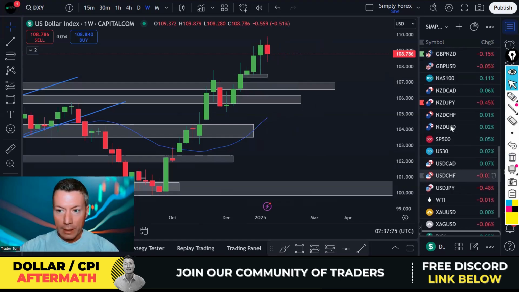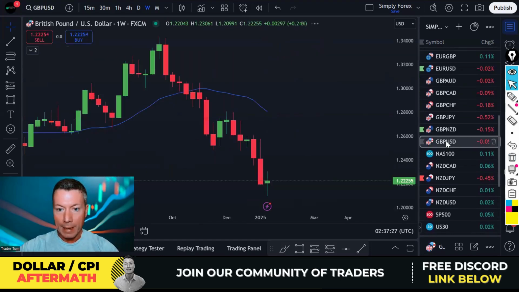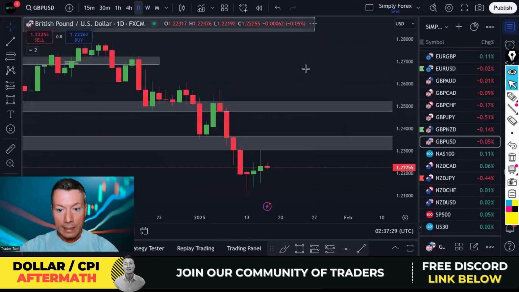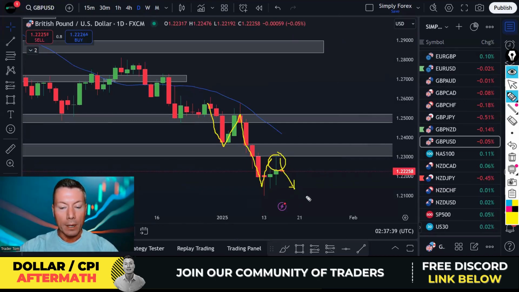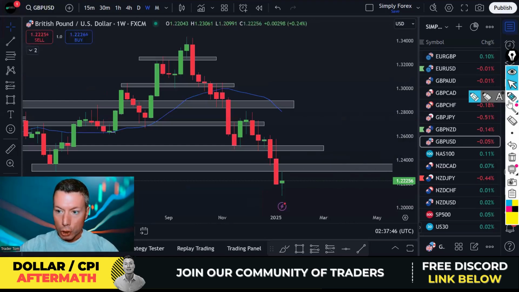And if we just look at a couple of US dollar pairs, if we look at pound US dollar on the daily chart, it's exactly the same story. We're in a downtrend. We're getting a top wick, will it come lower? It's looking like it will. But again, on the weekly chart, super overextended.